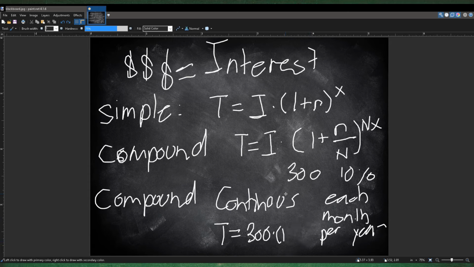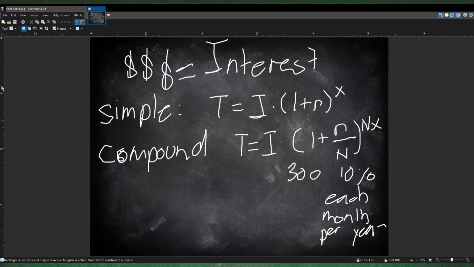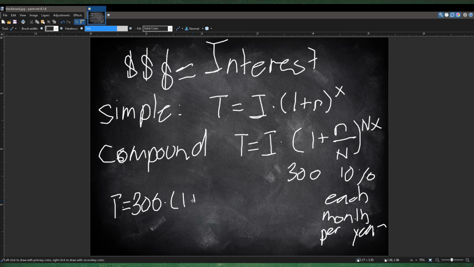Sorry, I'm going to delete a portion of this so I can get more room. So we're going to have the total is equal to 300 times 1 plus, in decimal form, 10% is 0.1 over 12, because that's the number of months per year, all raised to the power of 12x. You'd have to put this into a decimal, which I don't want to do right now. But basically, that's how you calculate it.